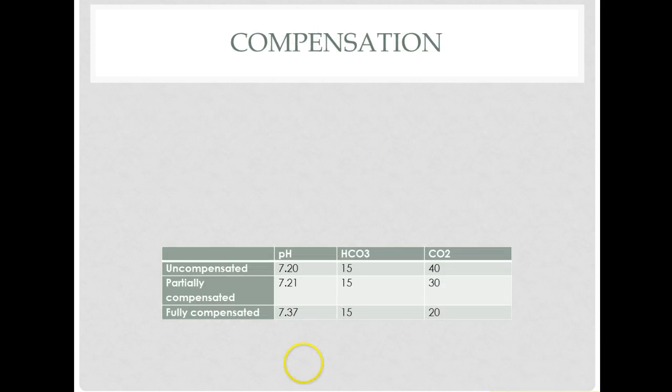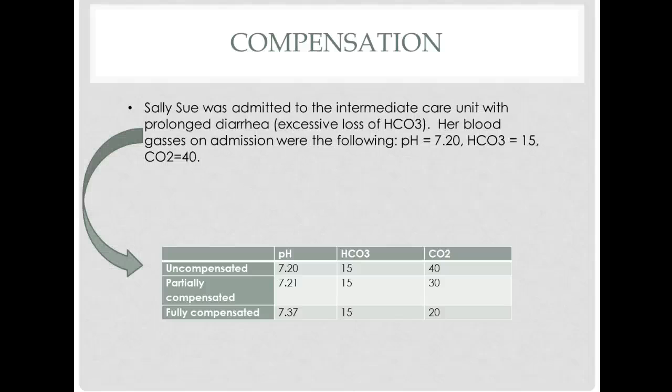Now let's look at what happens with a patient in a similar situation. This person here starts off with a pH of 7.20, a bicarb of 15, and a CO2 of 40. Her name is Sally Sue, and she was admitted to the immediate care unit with prolonged diarrhea, which is an excessive loss of bicarb. Her blood gases on admission were the following, which I just read: pH of 7.20, bicarb of 15, and CO2 of 40. She's in metabolic acidosis.